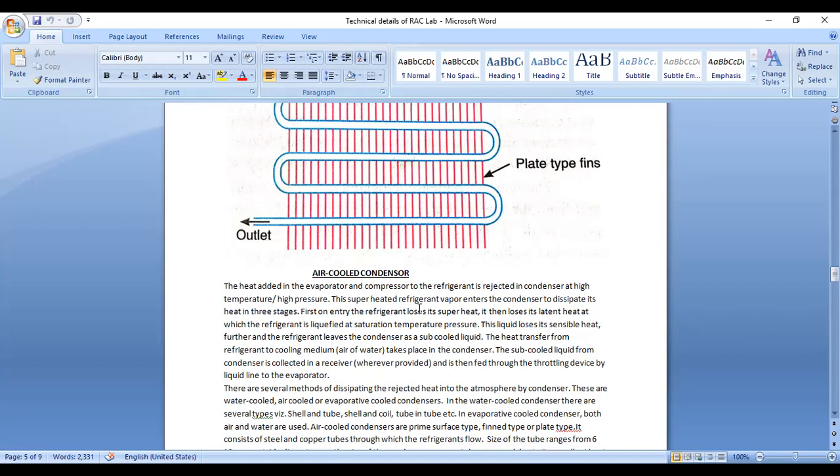then the liquid loses its sensible heat. After that, the refrigerant leaves the condenser as a subcooled liquid. This heat transfer from the refrigerant to the cooling medium, generally air or water, takes place in the condenser itself. The subcooled liquid from the condenser is collected in the receiver.